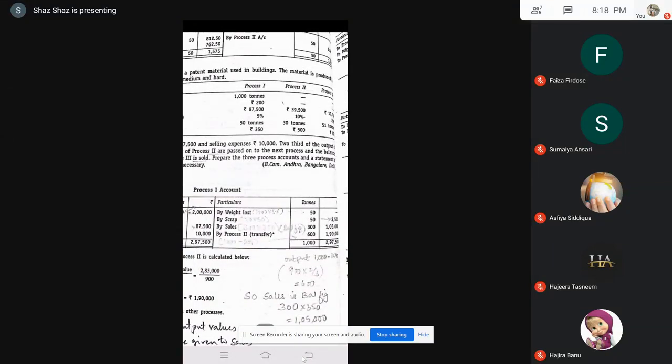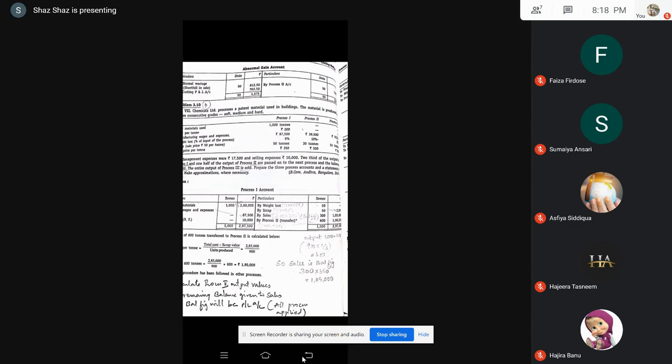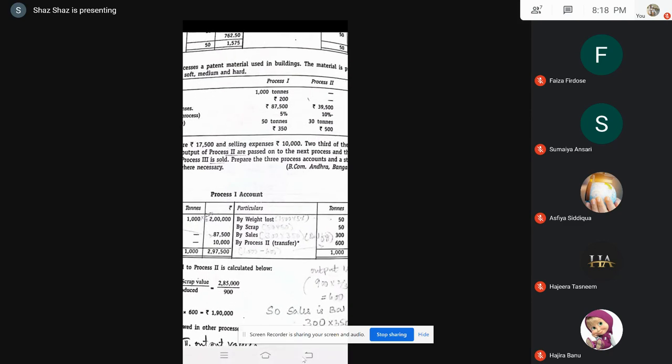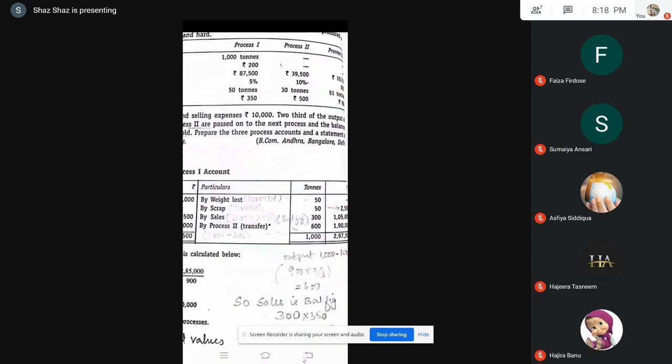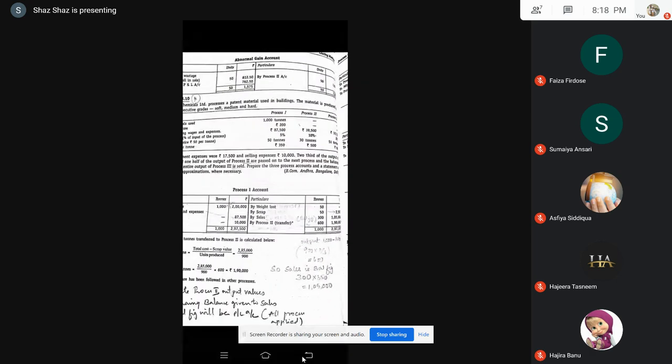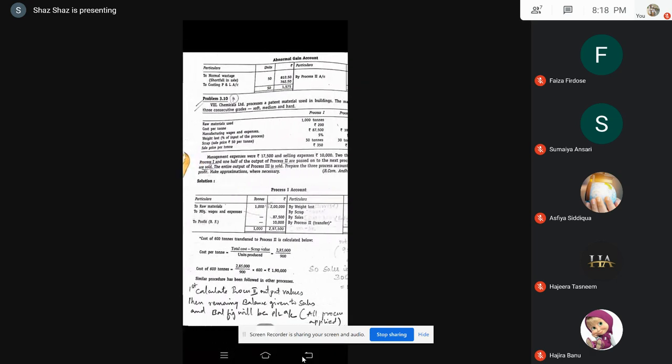Is it clear? Yes, ma'am. This is how the problem is supposed to be done. Everything is done here. Question mein kya hai? Jo maine tumhe previous bheji thi click ki, isme maine calculation nahi kari thi. Now recently I calculated because I did this problem for the other class. That time I wrote in pencil, so that's why I sent you a click now. So make sure you write all the adjustments, and you write this down also. See, first calculate the two process values, then the remaining balance given to the sales, and the balance figure will be the profit and loss account.